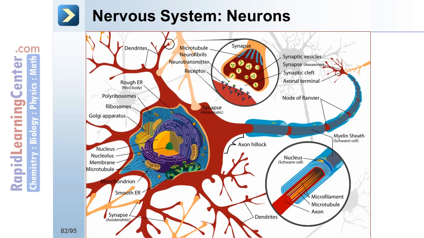Now, let's turn our attention to the nervous system. The nervous system is made up of a number of different cells that form vast information networks within the body. There are 2 basic types of neural cells, neurons and glia.